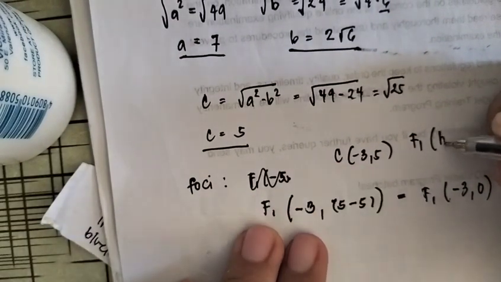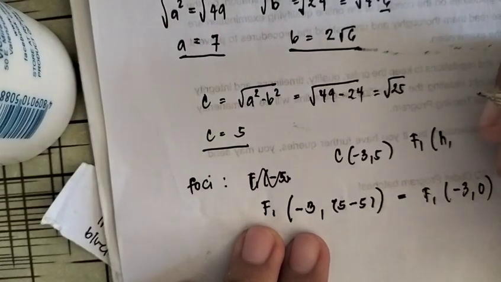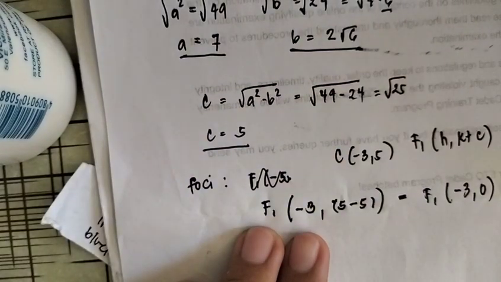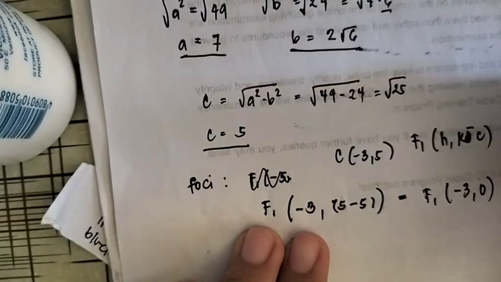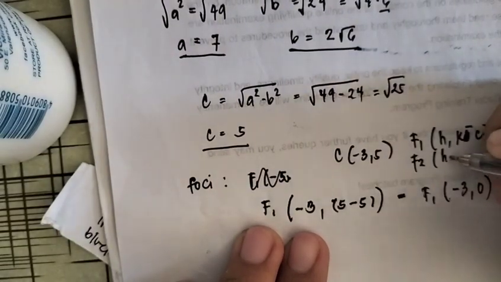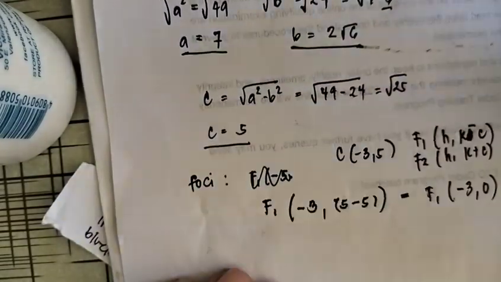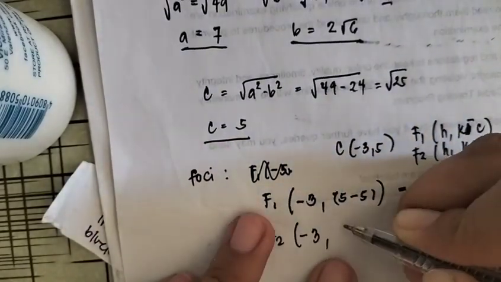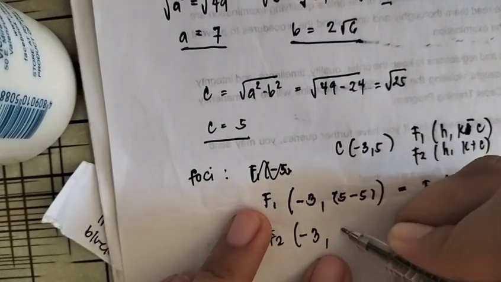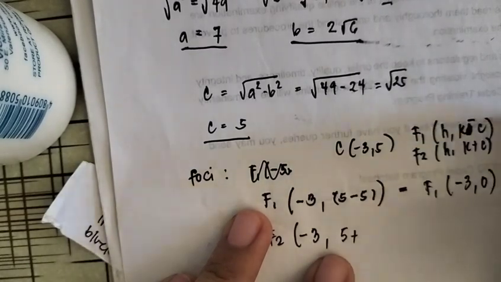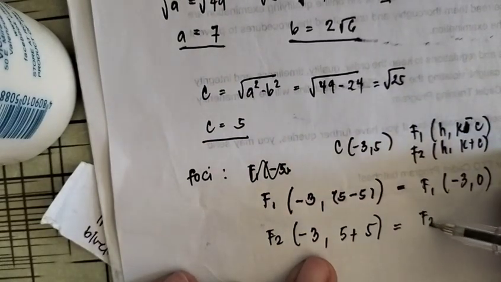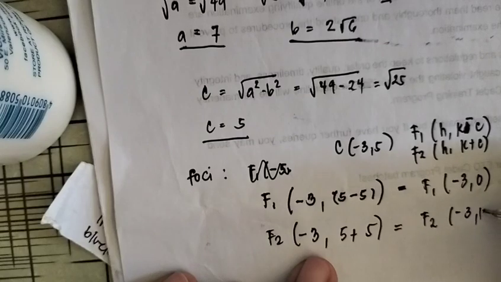So, this is H, the general formula: H, K minus C. And then F2 is H, K plus C. So, F2 is negative 3. K plus C, what is K? 5 plus 5. So, F2 is negative 3, 10.